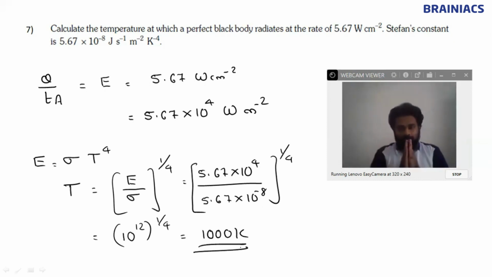Clear? Hope you understood. E is nothing but Q by t A, that is radiation per unit time per unit area. That is very visible from the unit, so we must be very careful while handling this. Look at the unit and understand the sentence so that it is easy for us to deal. Clear? Shall we move to the next problem?